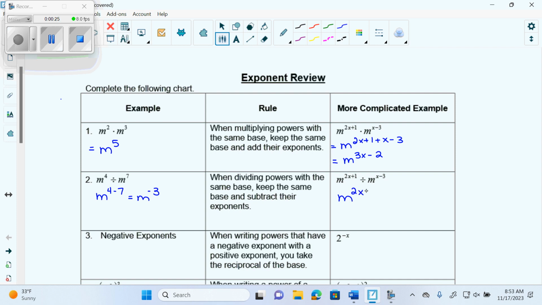Distribute. So we get 2x plus 1 minus x minus 3, technically, with an equal sign right on the left-hand side because these are all equal, their expression, equals m to the 2x plus 1 minus x plus 3, and there we are. 2x minus x is x, 1 plus 3 is 4.